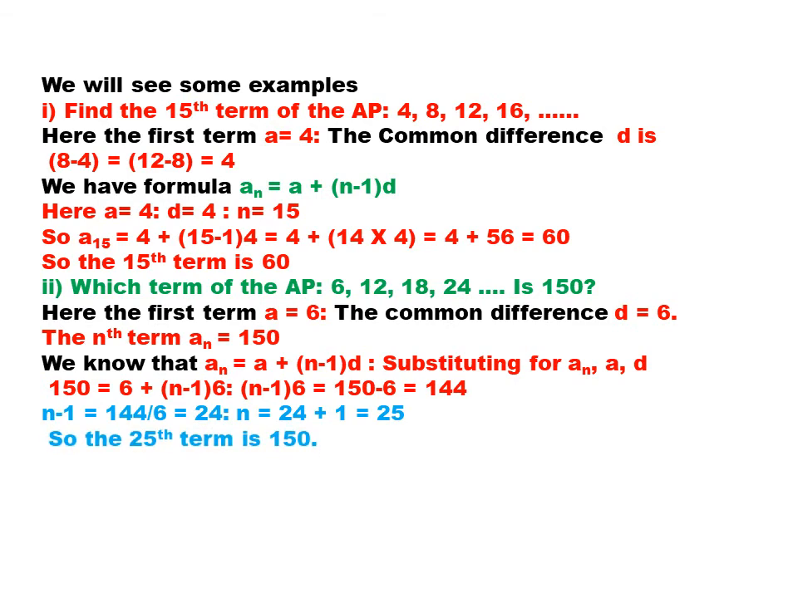So n is equal to 25. So the 25th term is 150. In this series we have found the 25th term is 150. The question asked is which term is 150. So the 25th term is 150. So we have found the value of n.